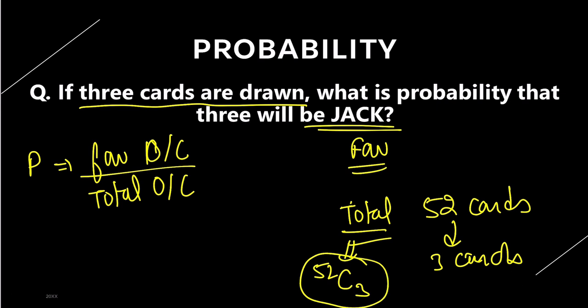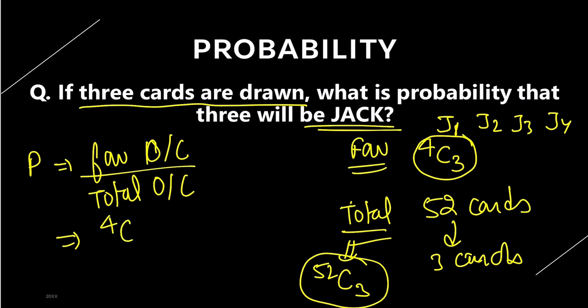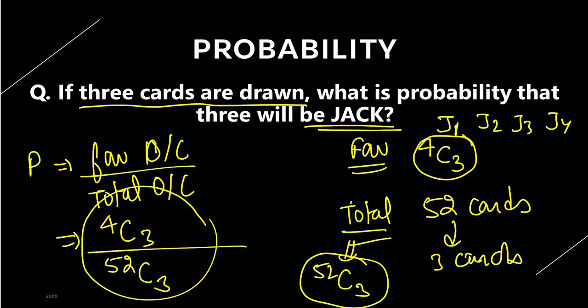But my favorable outcome: how many jacks do I have in a deck? Jack 1, Jack 2, Jack 3, Jack 4. What is the favorable outcome? I am choosing any three jacks out of these four jacks. That is my favorable outcome. So the probability is 4C3 divided by 52C3. That is the answer. I hope this is clear.